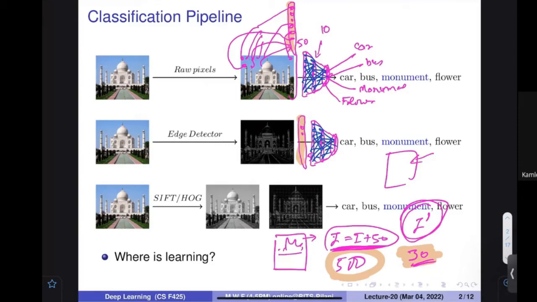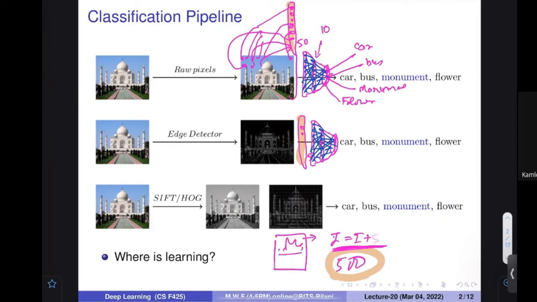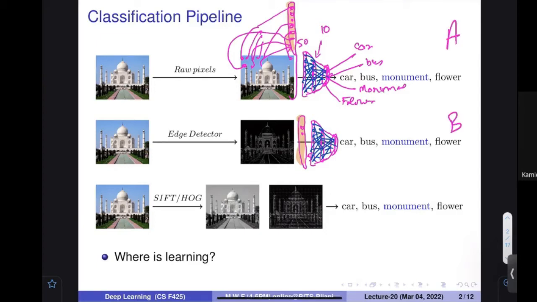Okay, I have a question for you. If I say the first strategy was strategy A and the second one is strategy B, which strategy is better, A or B? B, because even if I now add some 50 to this particular thing, the edges are going to be the same. So I'm going to represent the same thing. So B seems to be a better strategy as compared to A.